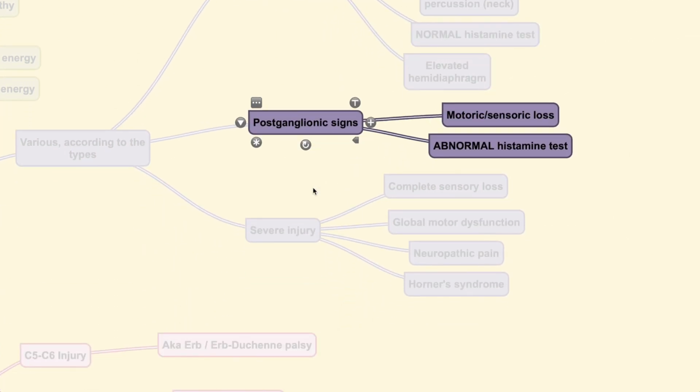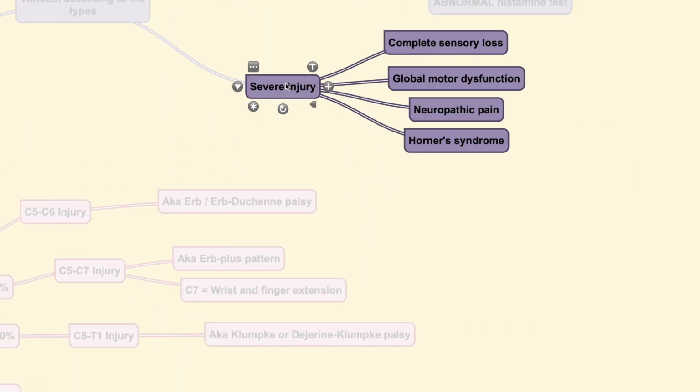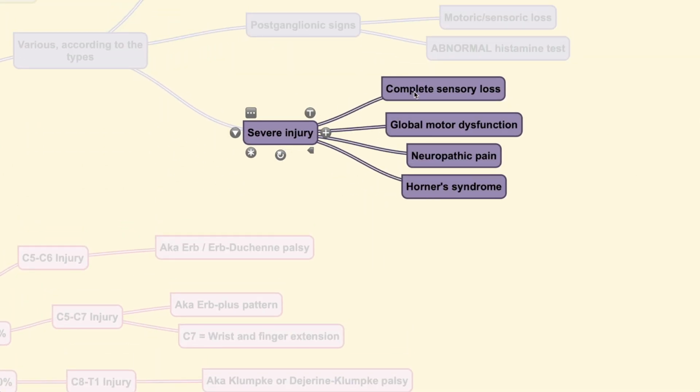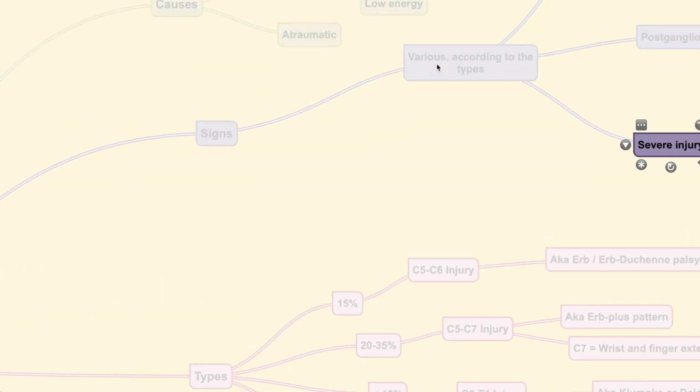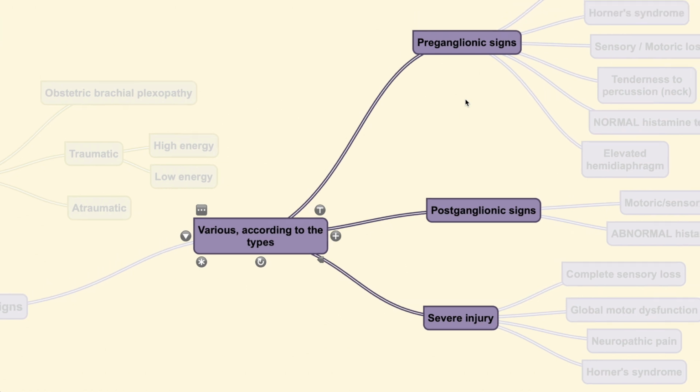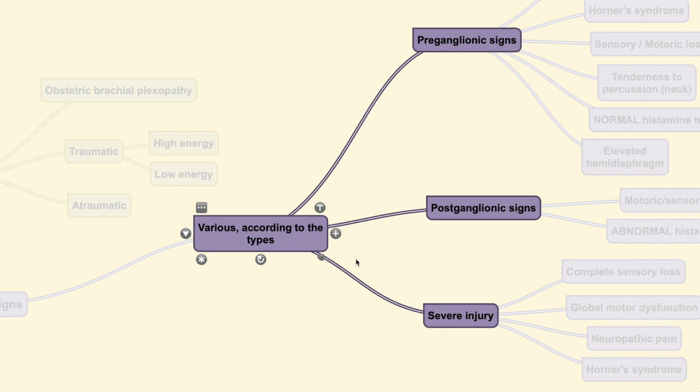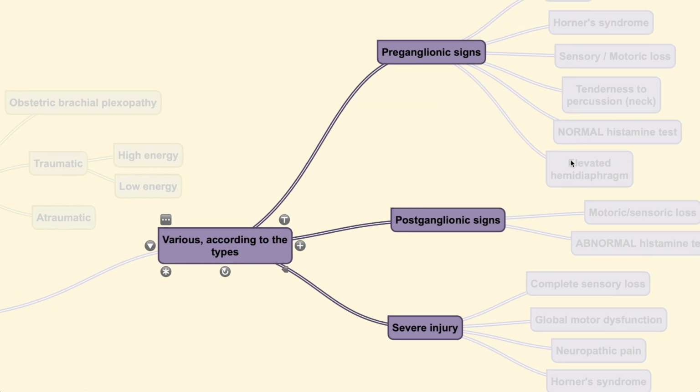Now, for the postganglionic sign, generally the patient will present with motoric or sensoric loss and an abnormal histamine test. For the severe injury type, generally the patient will present with complete loss of sensory function, global motor dysfunction, neuropathic pain, or even Horner syndrome. Basically, you do not need to memorize all of these because it should come naturally to you after you have watched the next part of this video, which is about the physical examination. If you know how to do a good physical examination, then you could mention all these signs without even having to look at them again.